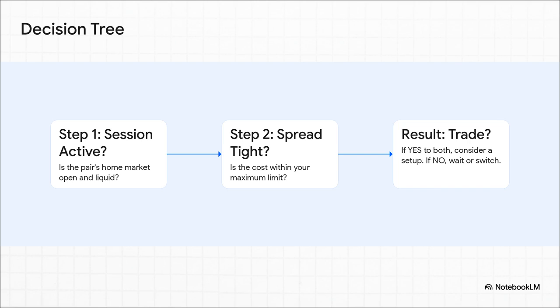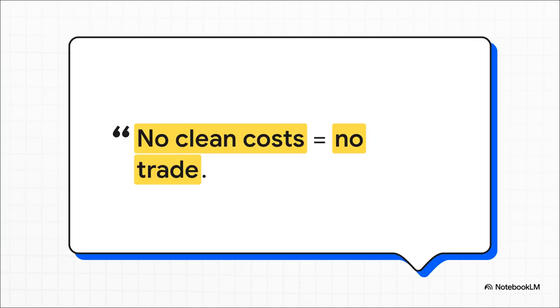So here it is, your final, repeatable process. Before every single trade, you're going to ask yourself two simple questions. Step 1, is this pair's home session active right now? Step 2, is the spread within my maximum limit? If the answer is yes to both, great, you have a green light to look for a setup. If the answer is no to either one, you wait or you move on to a different pair. It is that simple.